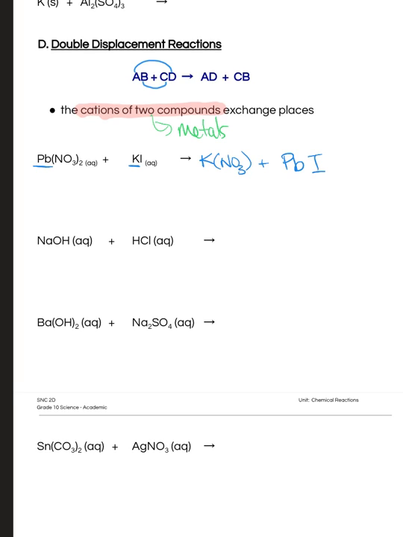Okay, I'm not done here. All I did was switch my metals. Okay, they switched. Do you guys see that? I'm not done here. What we need to be sure of, and what we want to for sure make sure that we're doing, is, again, I need to use that crossover rule.